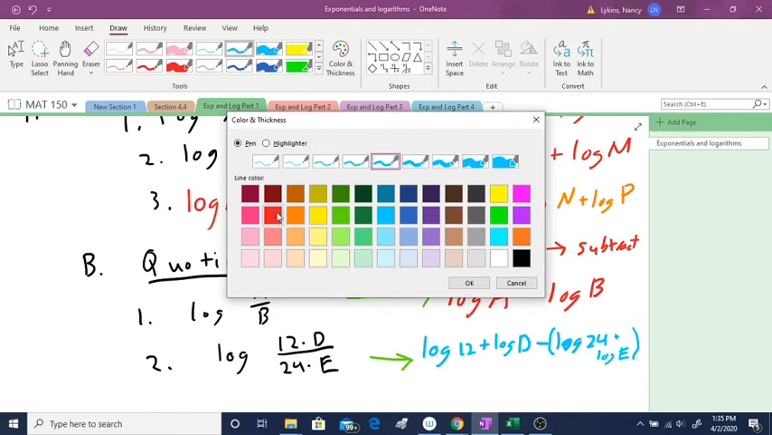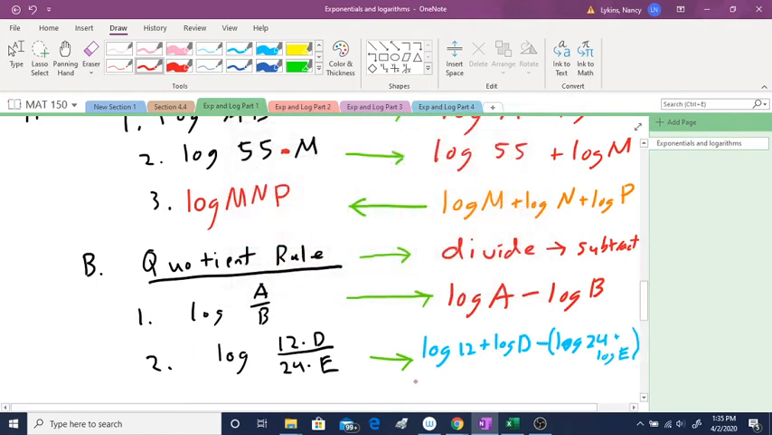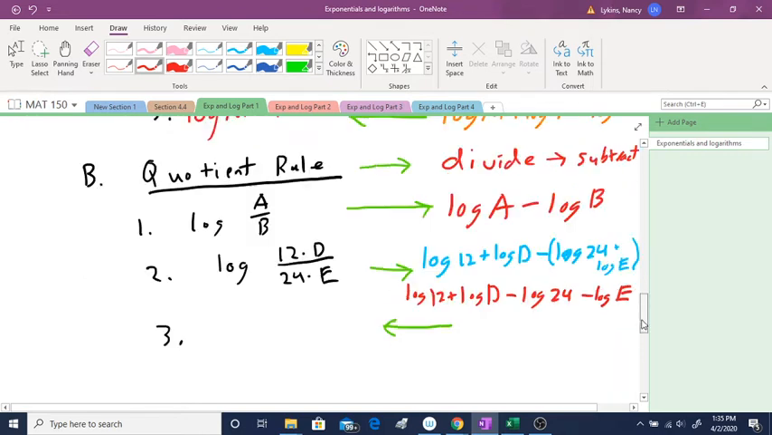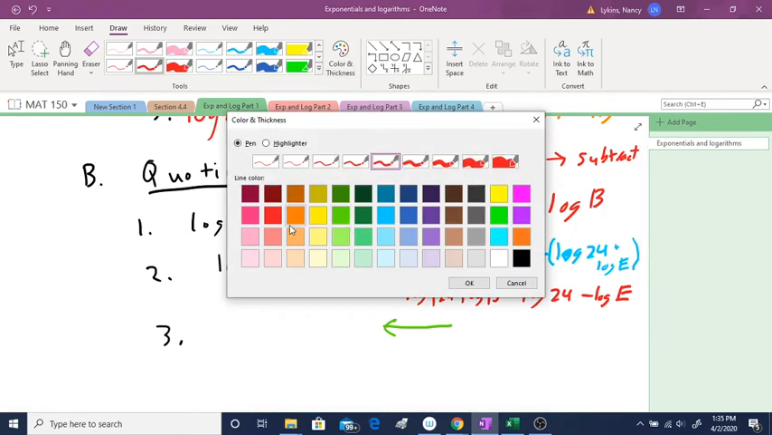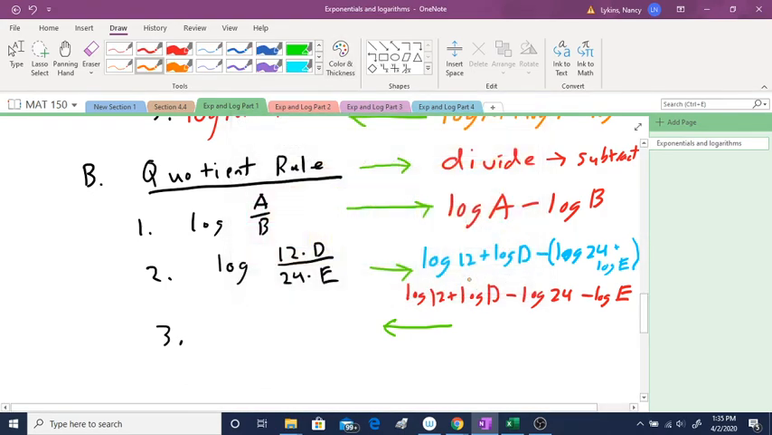Now, another way we can recognize this is I can say log 12 plus log d, and then if I distribute that negative sign, it'd be minus log 24 minus log e. Either way is acceptable. Now, number 3. Number 3, we're going to go backwards.